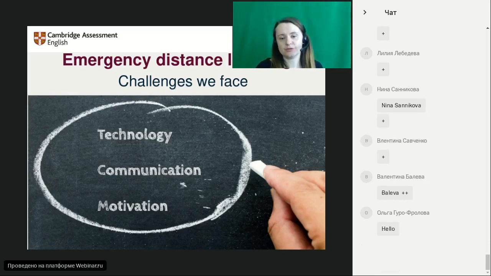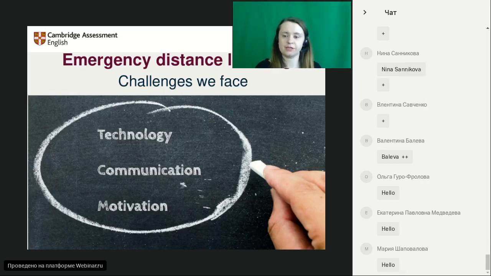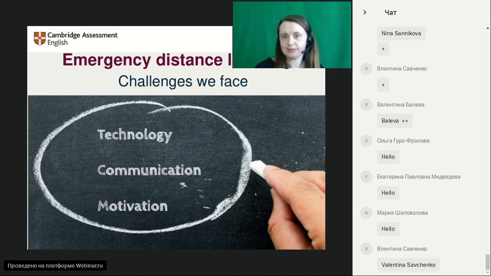And also, as a result of technological failures, as a result of communication breakdowns, we have problems with motivation. And I know this from my personal experience as a student, that my motivation to study online is seriously affected by these factors. So we need, as teachers, when we are planning our lessons, to think about how to reduce these outcomes of technological failures, for example. And that's also something we are going to talk about today.